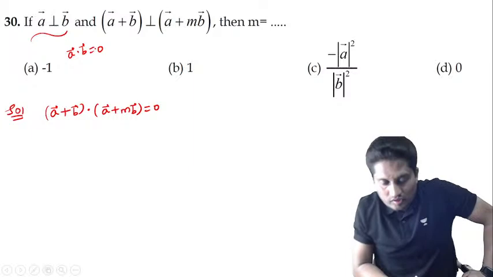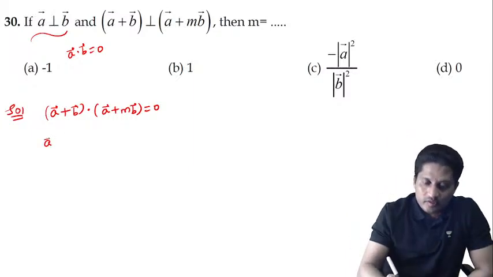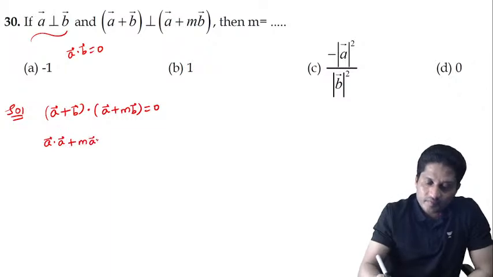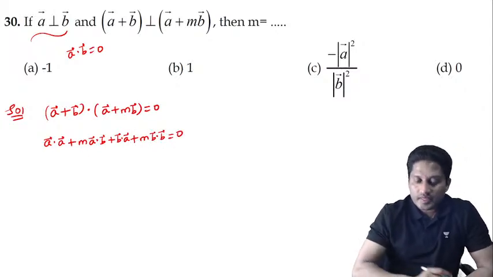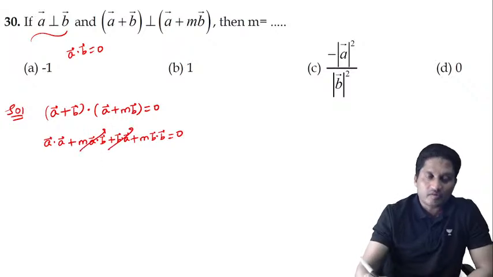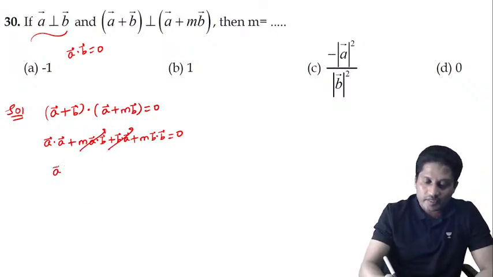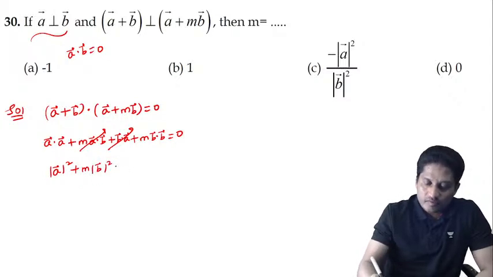Right, if I use the dot product now, this will equal A dot A plus M into A dot B plus B dot A plus M into B dot B is equal to 0. Now A dot B is 0, B dot A is 0 because they are perpendicular. A dot A is mod A the whole square, and plus M into B dot B is mod B the whole square, equal to 0.